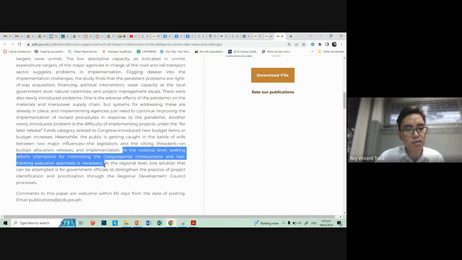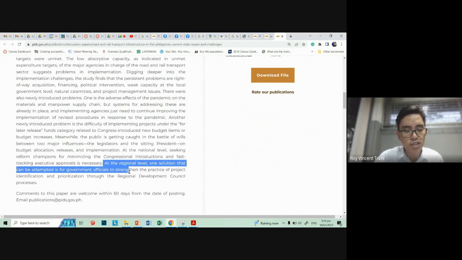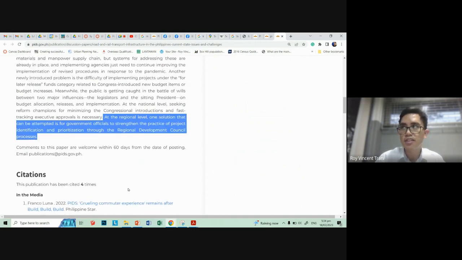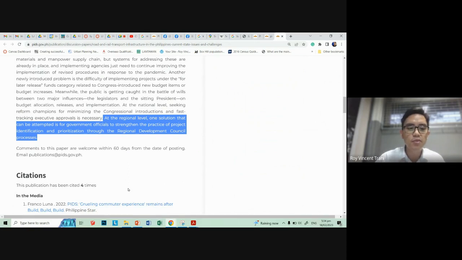At the national level, seeking reform champions for minimizing congressional insertions and fast-tracking executive approvals is necessary. At the regional level, one solution that can be attempted is for government officials to strengthen the practice of project identification and prioritization through the Regional Development Council process. So I guess it's connected to regional planning, which kind of is the topic of urban planning. But it's unfortunate it doesn't say anything about the local level, which, I guess, is more urban design. So maybe this one will be useful.